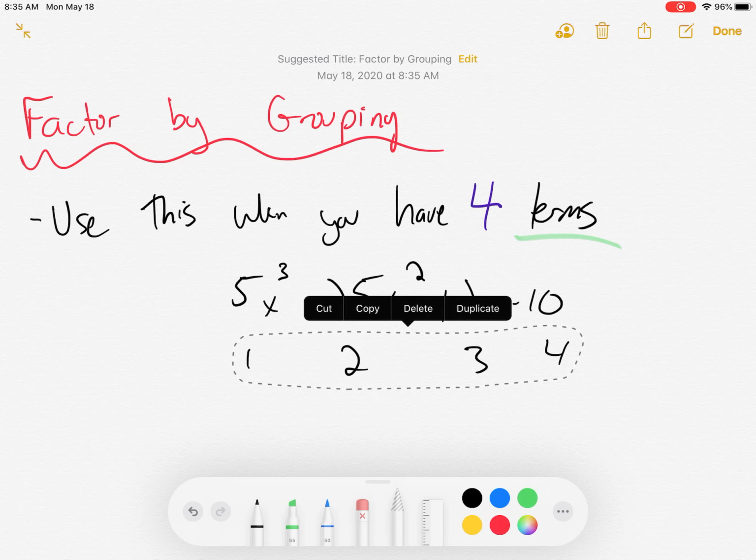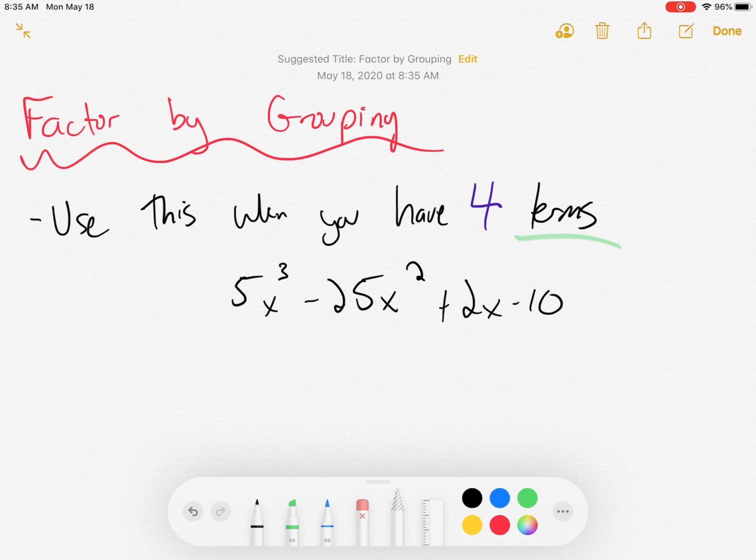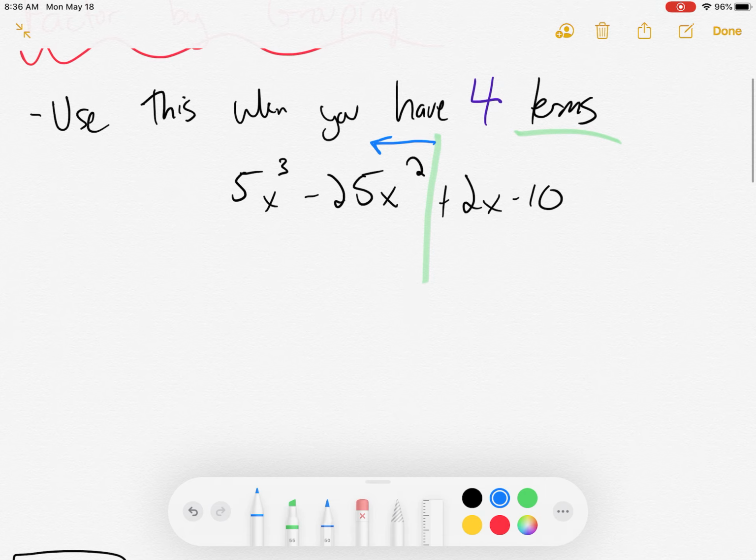Okay, now what we need to do, I want you to do this on every problem. After your second term, so this is your first term, this is your second, after your second and before your third, you're going to draw a straight line. It's very important that you keep this sign on the right-hand side, okay? Then you're going to draw an arrow to the left. So I drew my line in the middle, my arrow to the left, and what I'm going to do is factor out my GCF to the left.